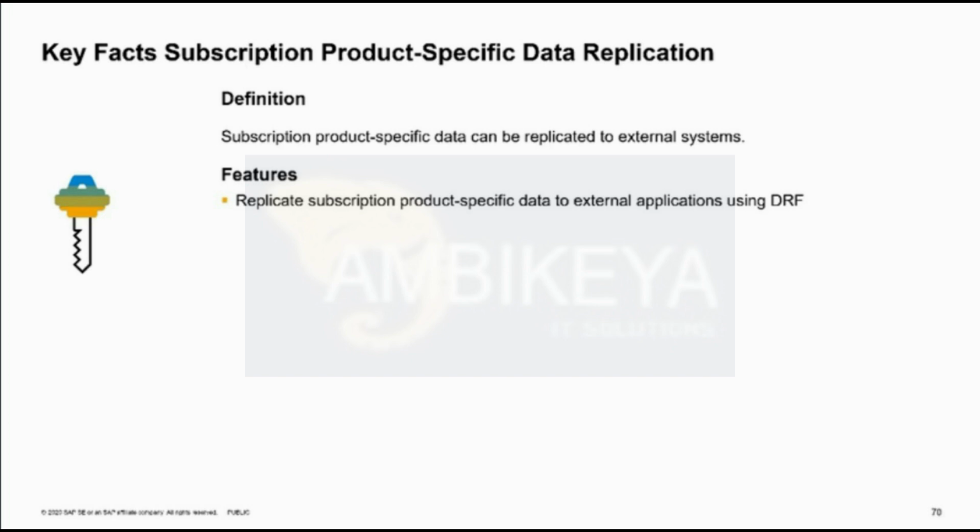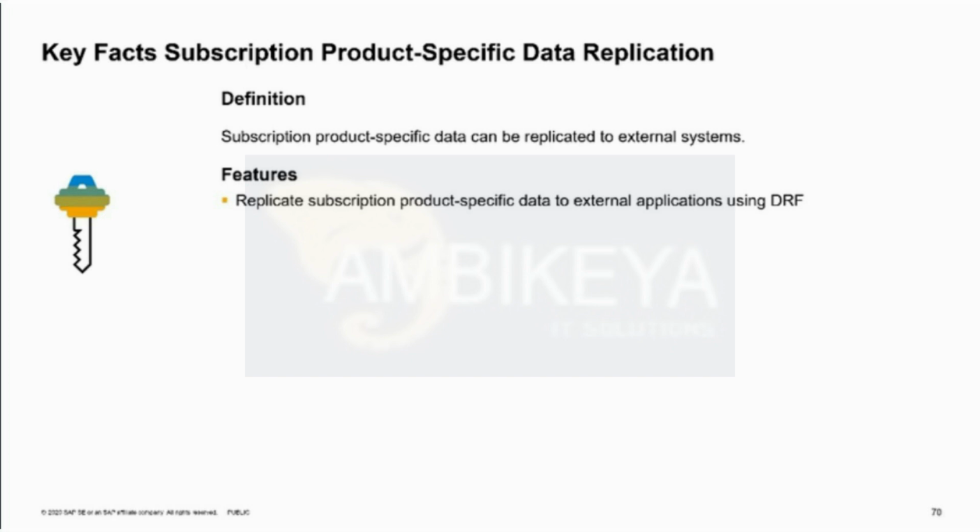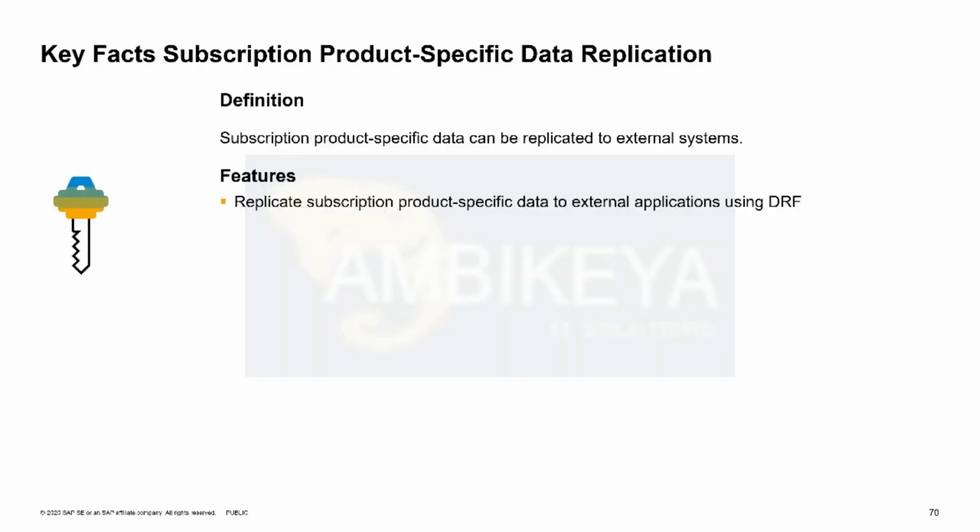And here, one more, the data replication framework. So we again use the DRF, which is more or less a good framework to replicate master data and product specific data. Subscription product specific data is a master data. That's why we once more, like with the prices, use DRF. But in that case, our target system is not conversion charging. In that case, our target system would be any kind of external application.